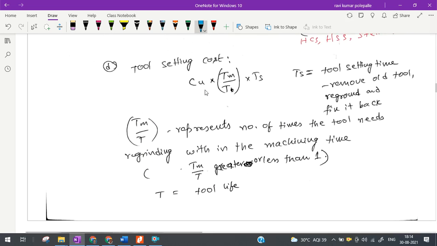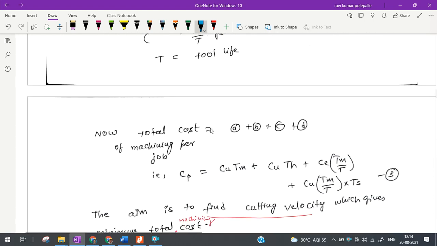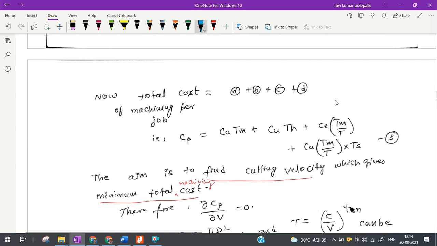Next, tool setting cost. So tool setting cost is equal to Cu into Tm by T into Ts. So Tm by T is the number of times I replace the tool, Ts is the tool setting time per job, and Cu refers to the labor rate. So total cost, I have to add up all this cost: Cu into Tm, Cu Ts, Ce, Tm by T, Cu into Tm by T into Ts.